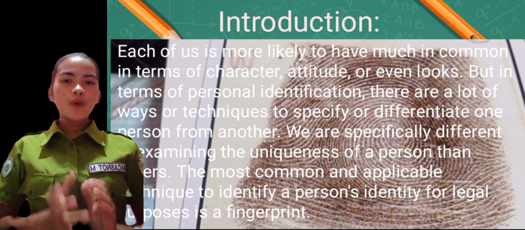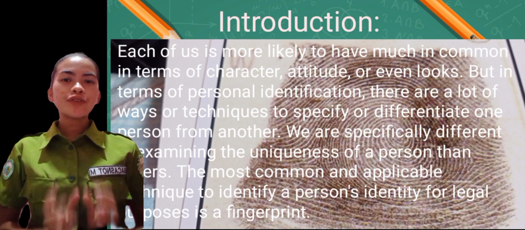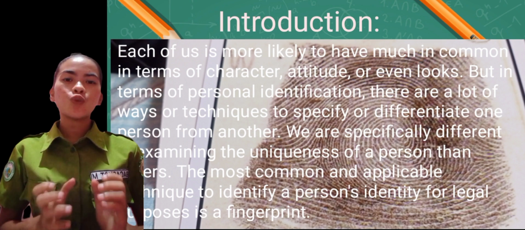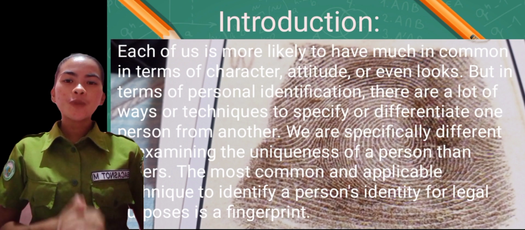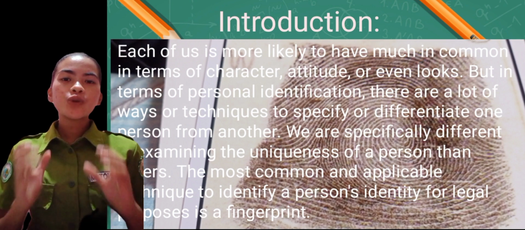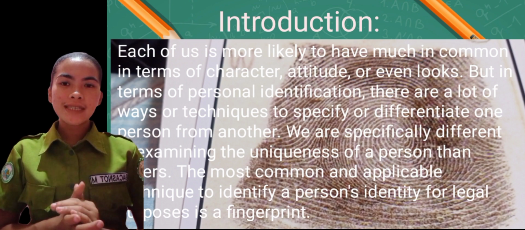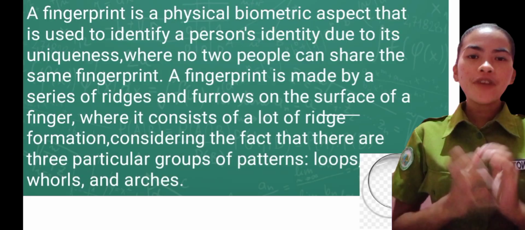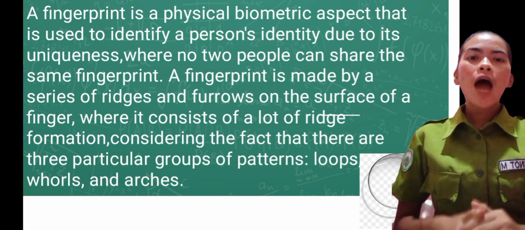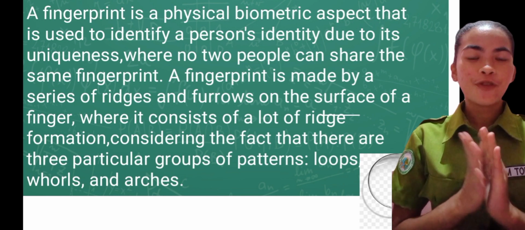Each of us is more likely to have much in common in terms of character, attitude, or even looks. But in terms of personal identification, there are a lot of ways or techniques to differentiate one person from another. The most common and applicable technique to identify a person's identity for legal purposes is a fingerprint. A fingerprint is a physical biometric aspect that is used to identify a person's identity due to its uniqueness, where no two persons can share the same fingerprint.